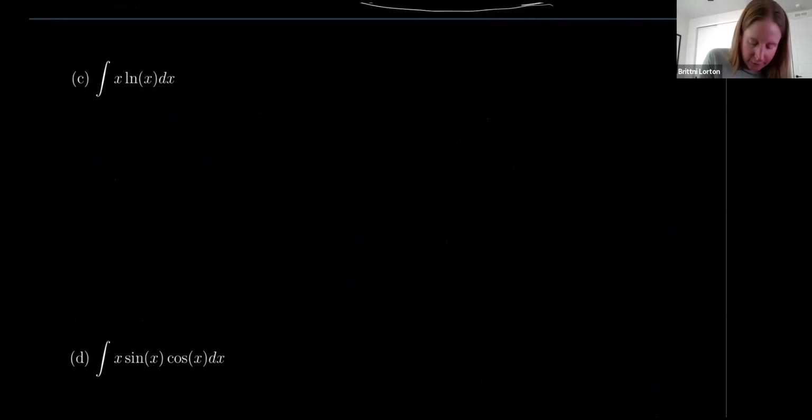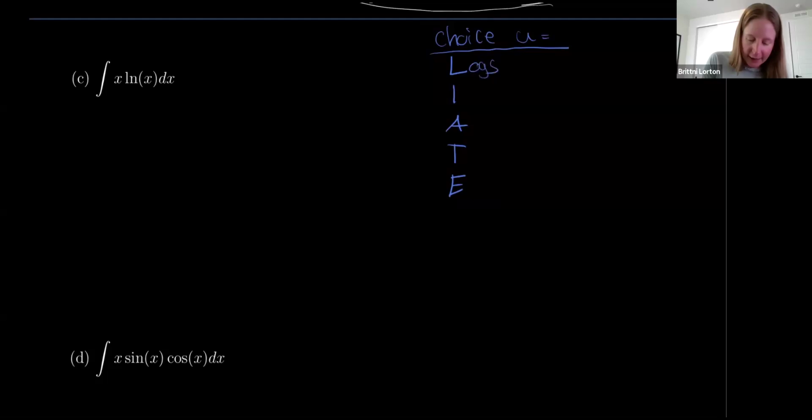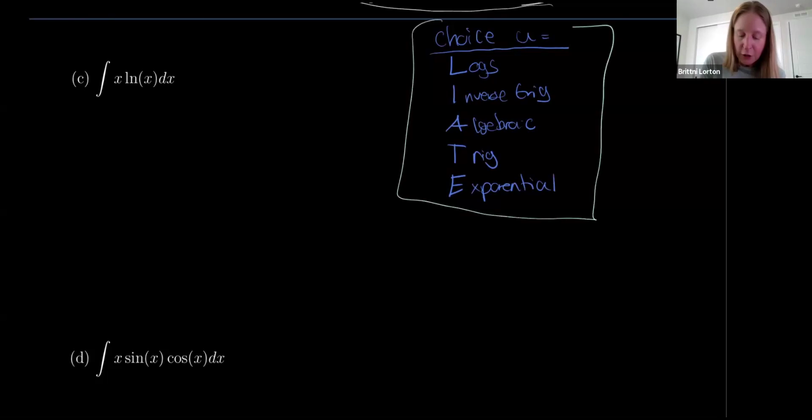There's more than one way to do it, but I'm going to give you a way to make it easier. So off here to the side, here's what I'm going to write down. LIATE. This is going to be your choice for u. I'm not going to talk about the dv; dv is the other one. L stands for logs, I stands for inverse trig, A stands for algebraic, T stands for trig, and E stands for exponential. So this is going to be your default go-to for how to make a decision for my u equals.